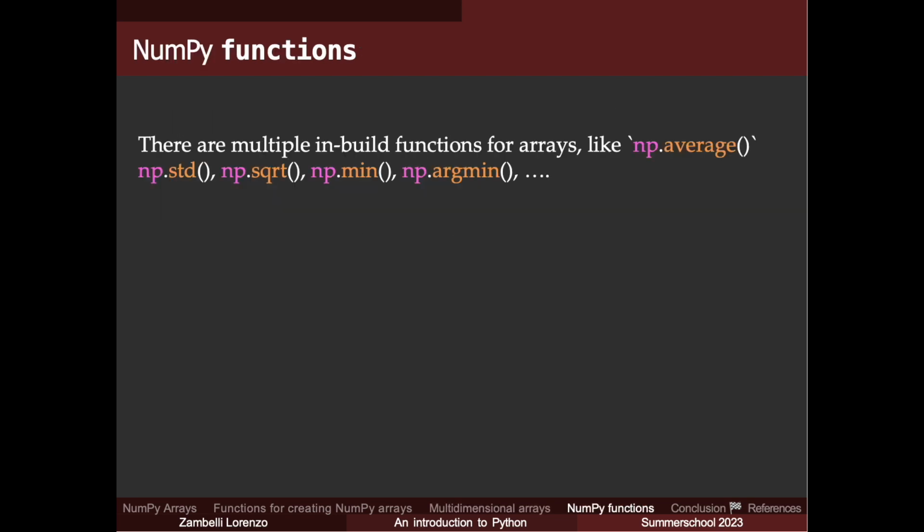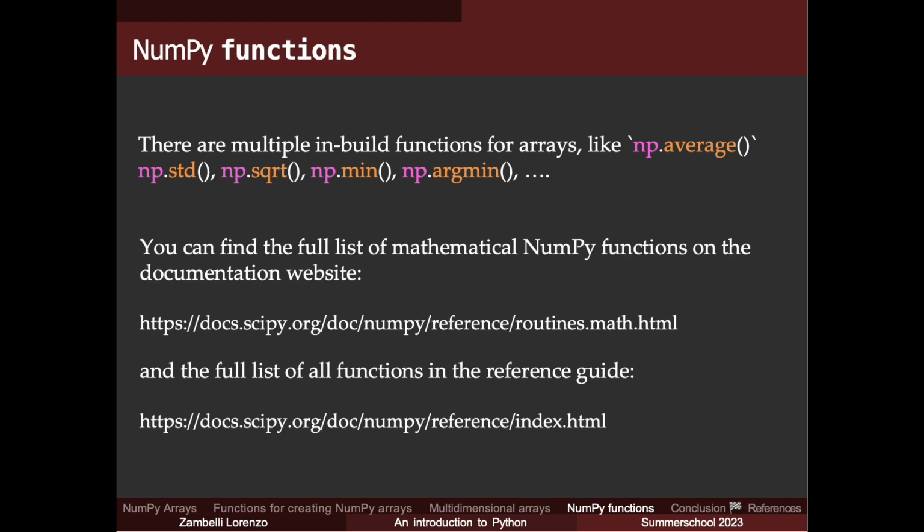As I said before, NumPy has a lot of built-in functions which are highly optimized, like average and standard deviation. You can do all kinds of statistical analysis with NumPy as well, square roots, minimum, maximum, argmin, and so on. Just have a look at the reference on scipy.org or numpy.org. Here are some links that you can check out.